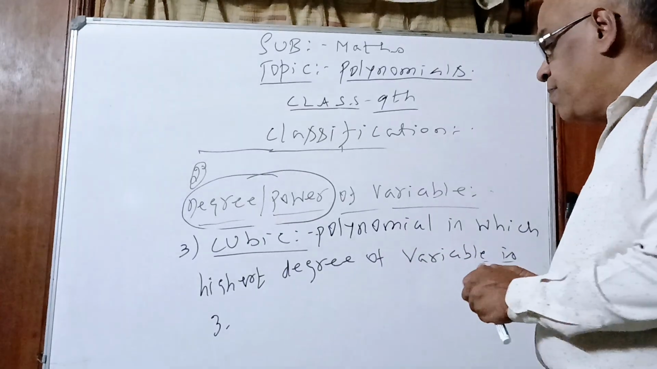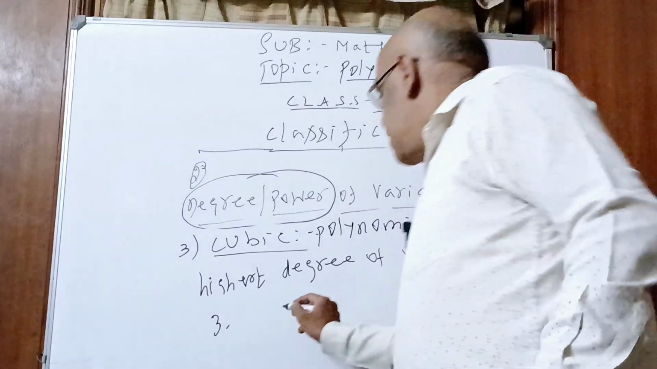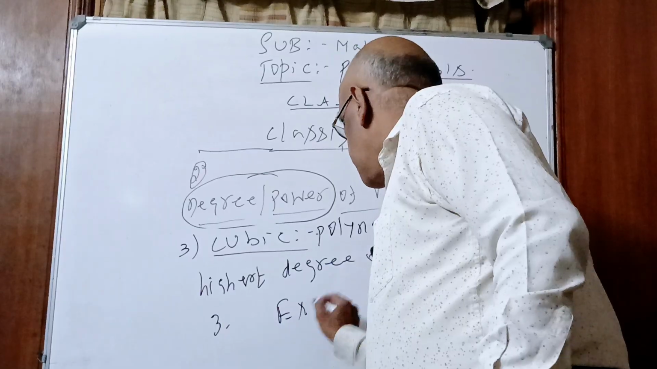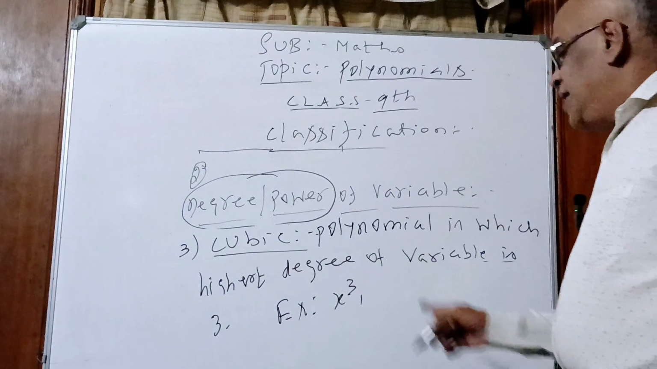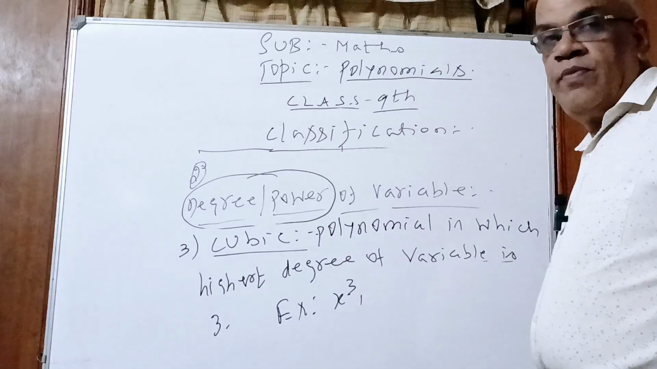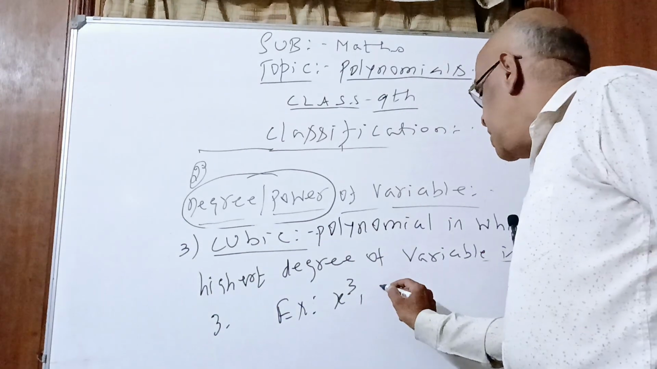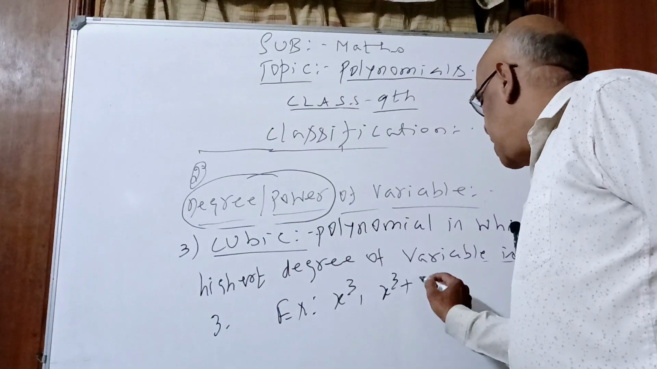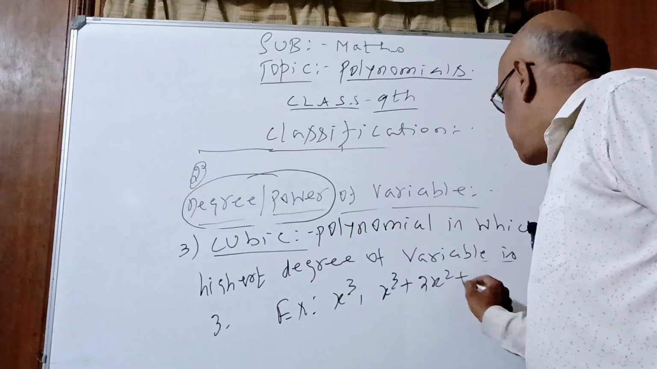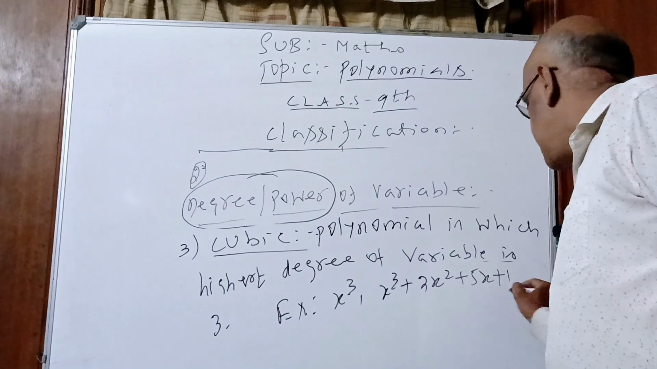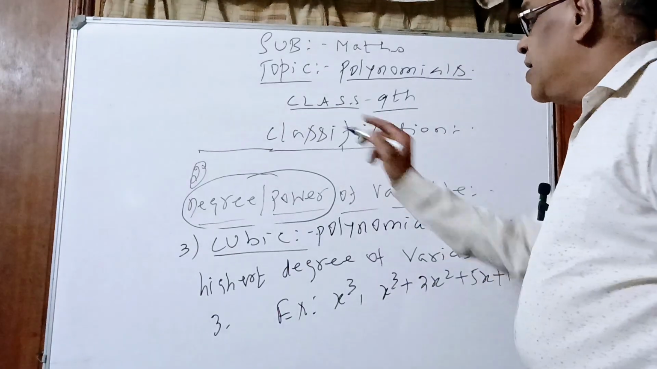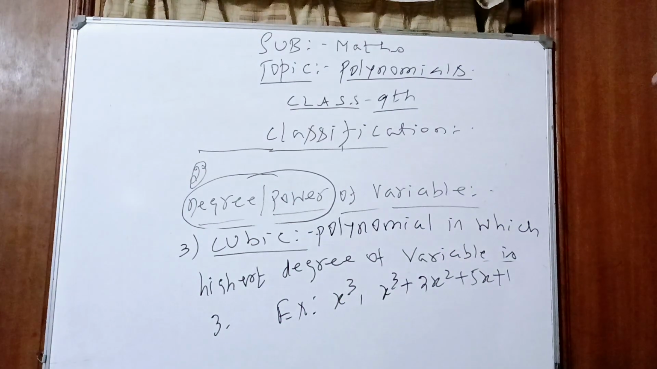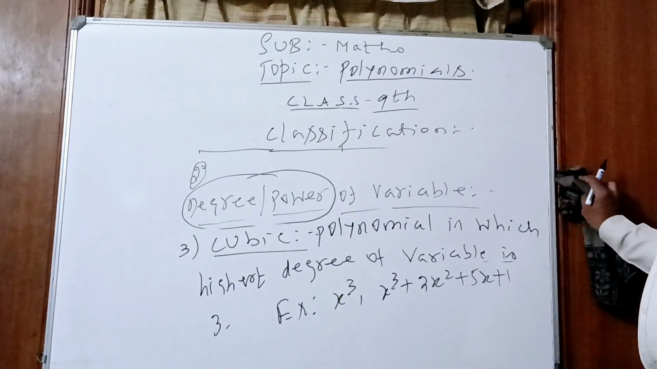What is it? Take examples. x cube. Degree 3. Only one term, monomial based on terms. Then x cube plus 2x square plus 5x plus 1. Degree 1 is there, degree 2 is there, highest degree is 3. It's a cubic polynomial. It will come as one more question.